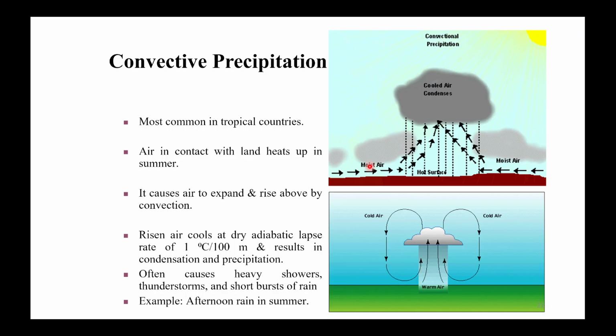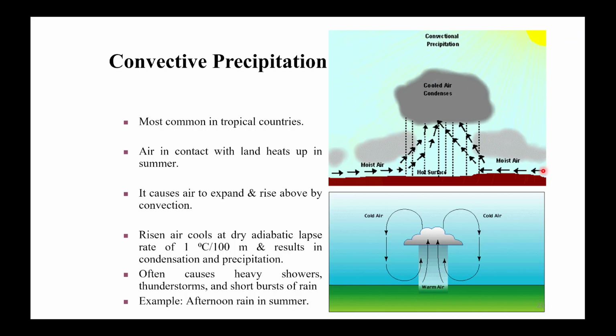The convective precipitation is most common in tropical countries, like in warm countries. Why? How does it occur? Whenever the rays of the sun are incident on the land, the land first gets heated. Say there is a lack of vegetation or any infrastructure. There is simply land here. The rays of the sun will heat up the land. The land gets hot. The moist air which is flowing over the land will get heated next.